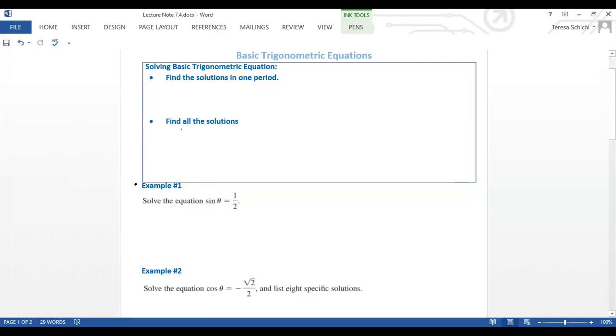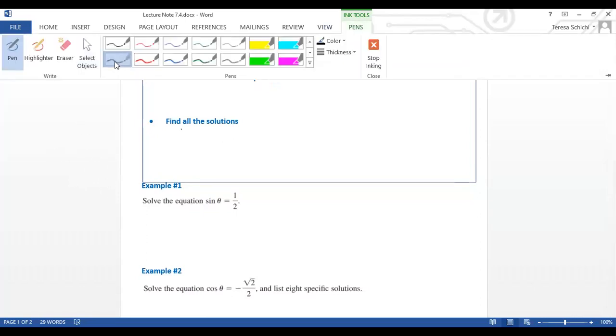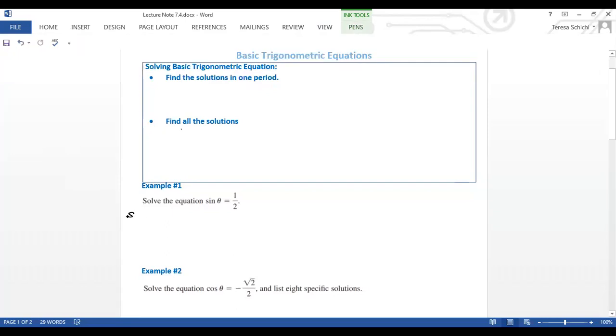This one is pretty straightforward. Let's say sine theta equals 1/2. In order to solve for theta, I'm going to see which theta will give me 1/2. Typically, I'm going to use the graph to solve it. So let's take a look.